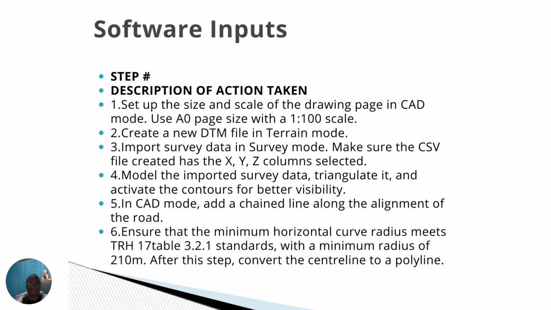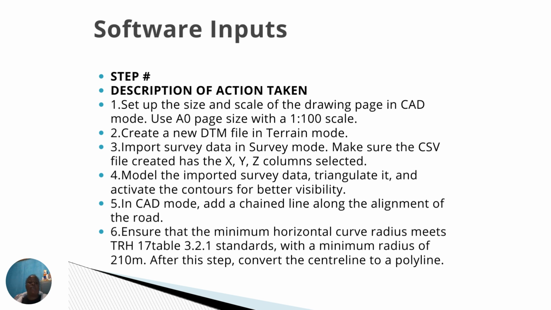Now this next slide is just the steps that were followed to make inputs to the software. For example, step 1 was to set up the size and scale of the drawing page in CAD mode. Use the A0 page size with a scale of 1:100. Create a new DTM file in terrain mode. Import survey data in survey mode. Make sure the CSV file created has XYZ columns selected.